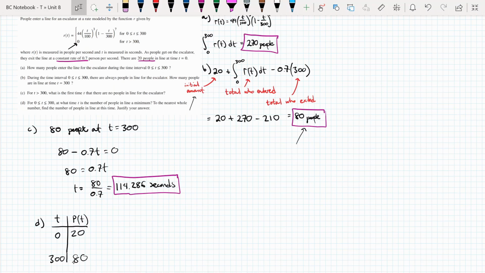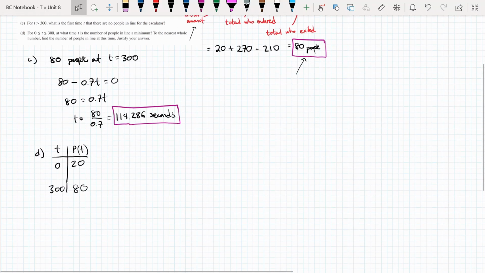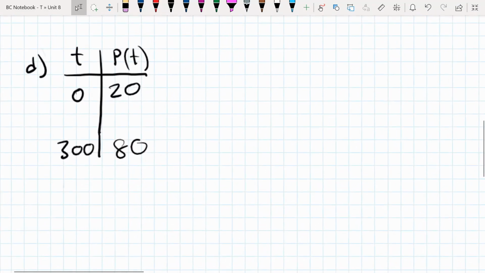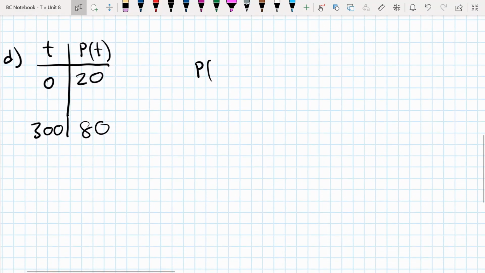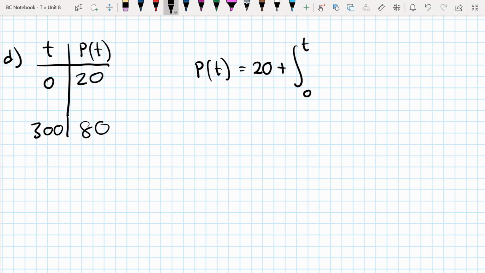To prove the absolute minimum, we need to find the relative minimum. Okay, so let's start by making a function that represents the number of people as a function of time t between 0 and 300. We'll call this p of t. It's going to be equal to 20 plus the integral from 0 to some arbitrary number t, where t is going to be between 0 and 300.